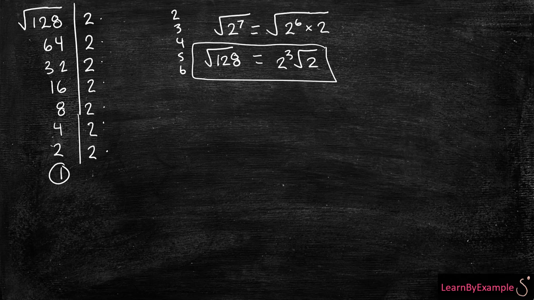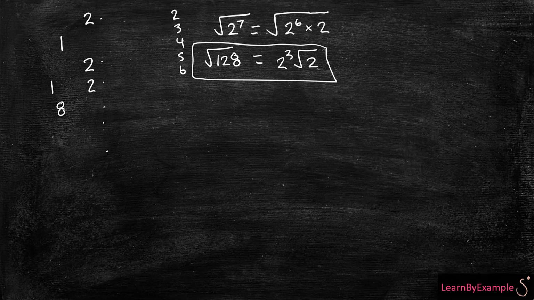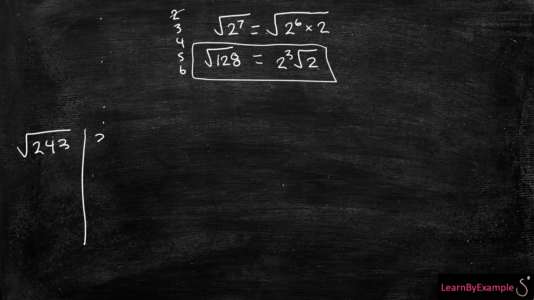Now if we were to do another example, I'm just going to erase this. We have the square root of 243. So 243 does not go into 2. It goes into 3. And that equals 81, which is also divisible by 3. 27, 3, 9, 3, 3, 3, 1.